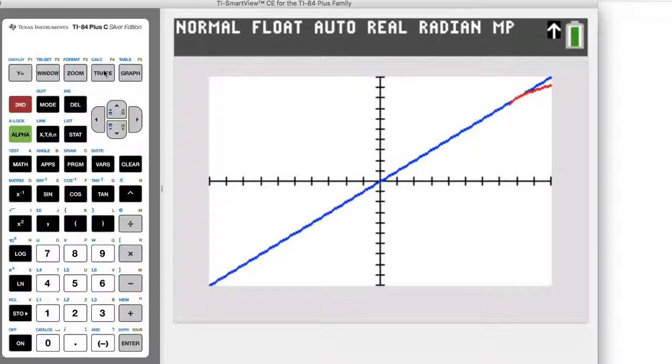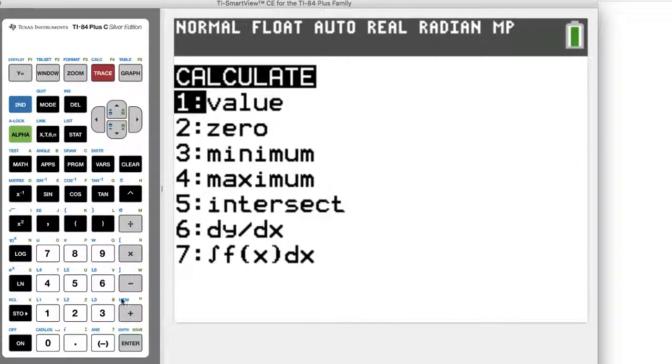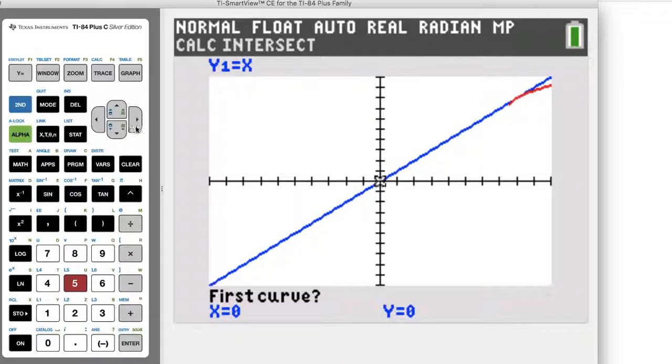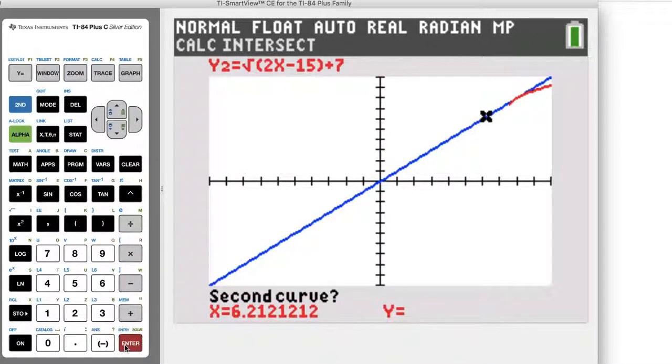So I'm going to choose second, calc, and I'm going to choose option number 5 for my intersection. So when I choose option number 5, I'm going to slide kind of close to the red line, but not on top of it. I'm going to hit enter. And then there we go. And I'm going to hit enter again. And it's going to say, hey, do you want me to graph? Yeah, I do, because you're a computer. And it tells me right here that the intersection is 8.0. So that tells me that my best answer choice is D.